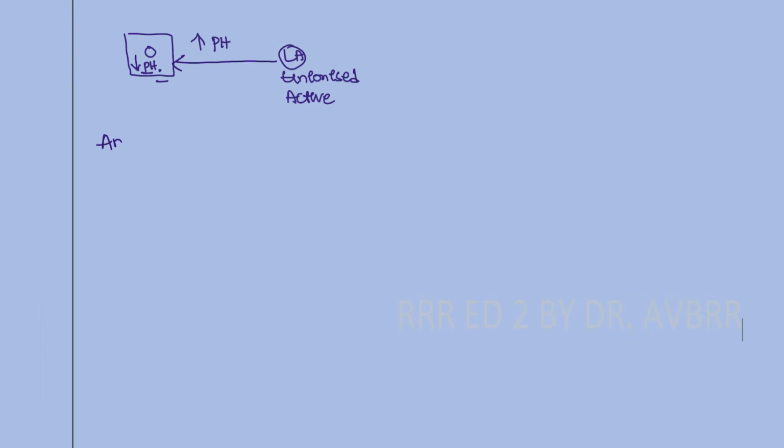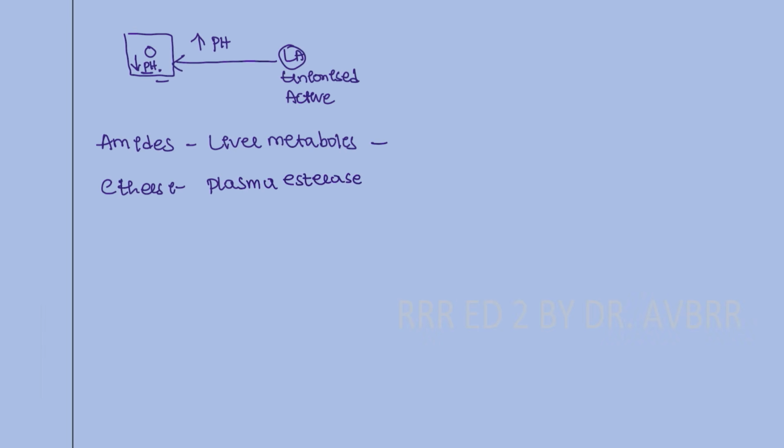And we have the examples: amides and esters. Amides are mostly liver metabolism, and esters are plasma metabolism, by plasma esterases. Examples: you will mostly see that two I's are seen in the amides, for example lignocaine, and in the esters you will see only one I, procaine. The exception is that all esters are from plasma esterase except cocaine. Cocaine is metabolized by the liver. That is the one thing that you have to remember.